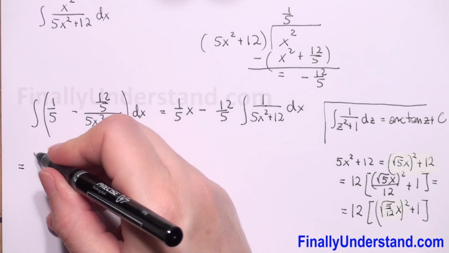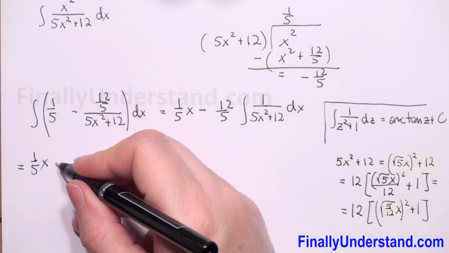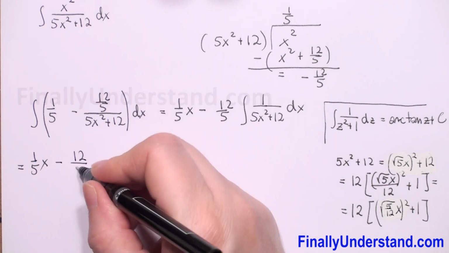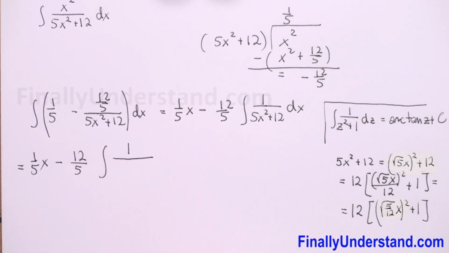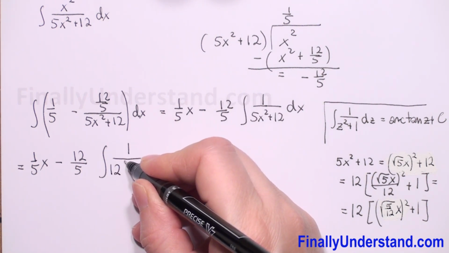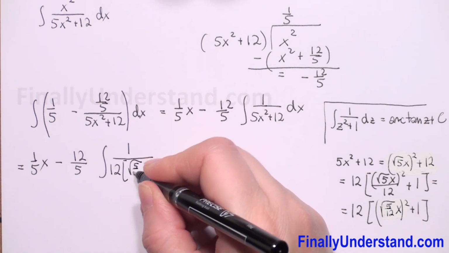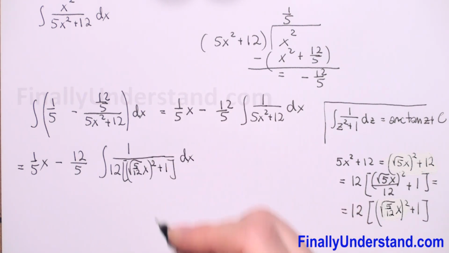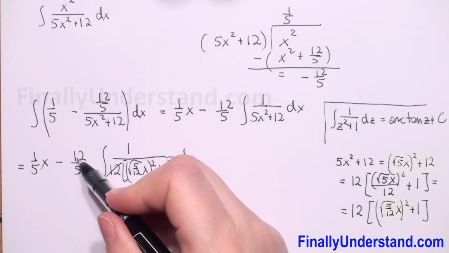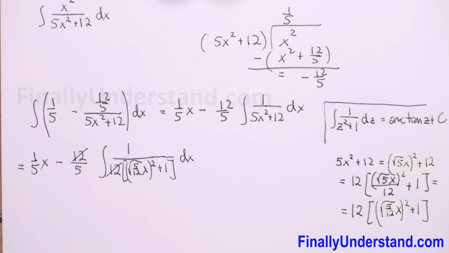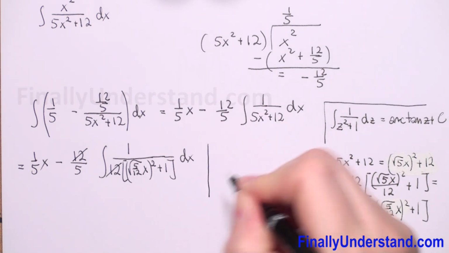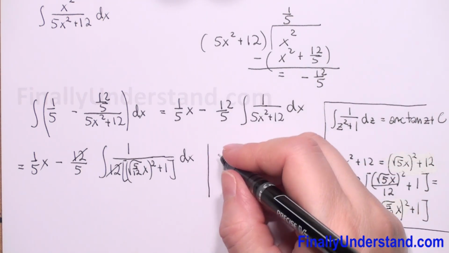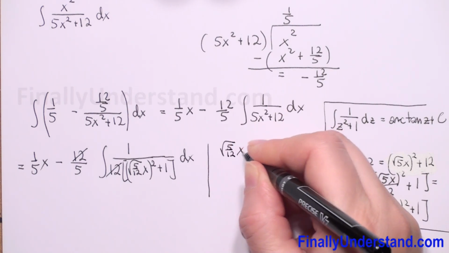So it will be, first we copy 1 over 5x, and we put minus 12 over 5 times the integral of 1 over 12 times, in brackets, the square root of 5 over 12 x squared plus 1, dx. Now we can take this constant before the integral, so we can reduce 12 and 12. We can now substitute the square root of 5 over 12 x by u. So we will have the square root of 5 over 12 x is equal to u.